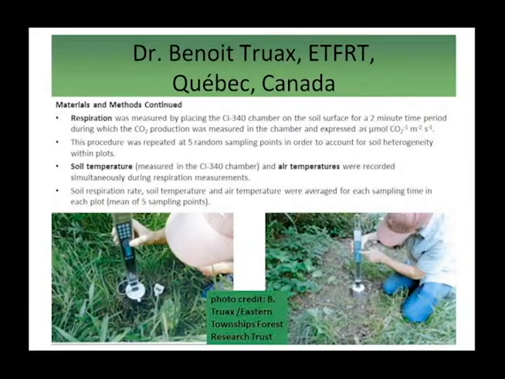So down here at the bottom, we can see a couple photographs of one of Dr. Benoit's researchers using the soil respiration chamber. And here we can see a separate soil temperature monitor, but there's also the temperature monitor for leaf and air temperature installed on the 340.